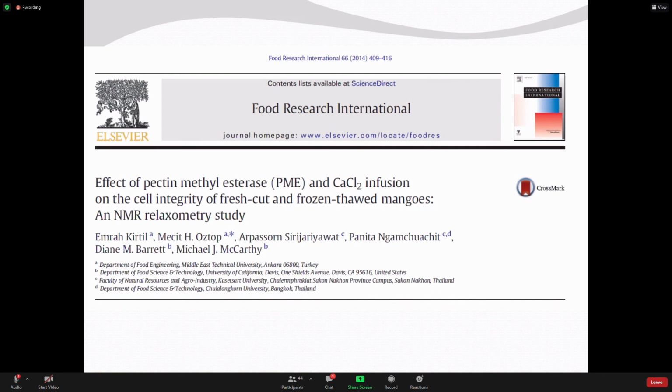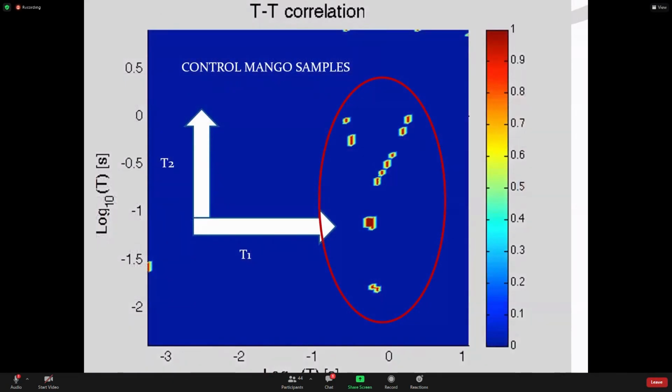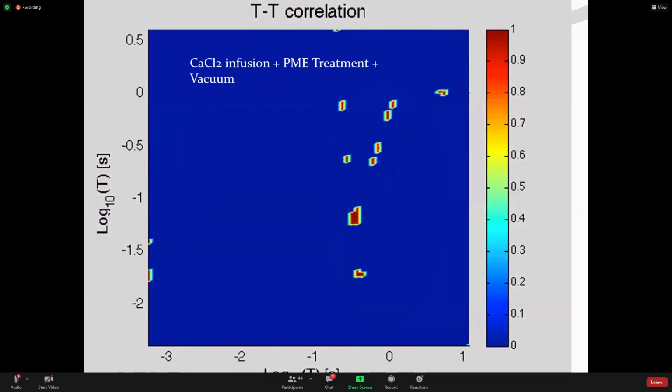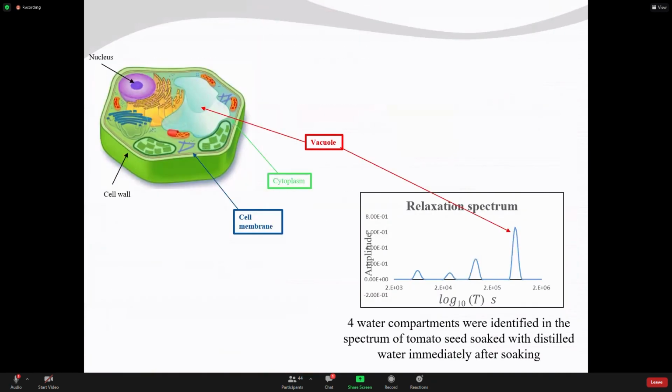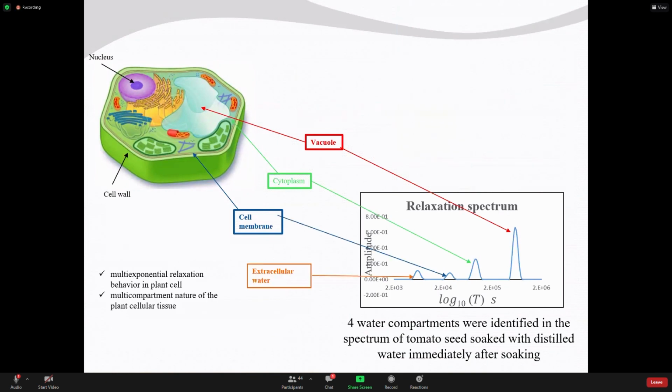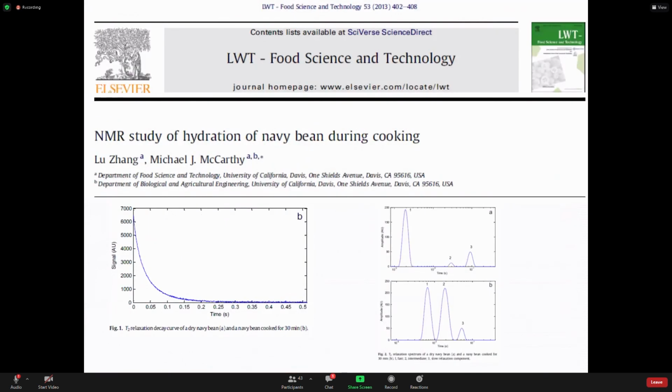And we were able to show that these treatments, like calcium or enzyme treatments, did not affect the cell integrity significantly. So I'm skipping the tomato example. Okay, for instance, this is another study which was done in our lab, an MR study of hydration of the bean during cooking. So hydration behavior of the beans has been assessed by using relaxometry.